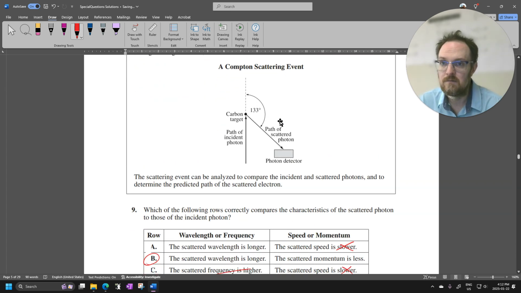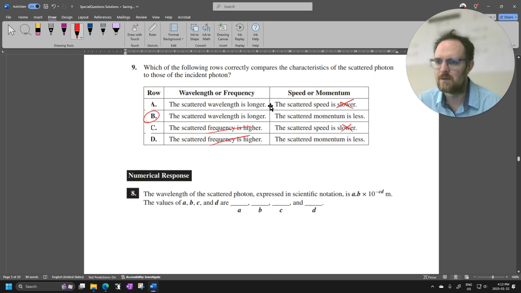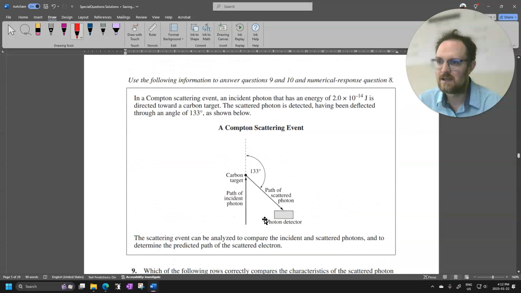If you want to calculate it, you can. Calculate the momentum and do all that stuff, but I'm not going to do that. With one of these questions, when they give you all these numbers, you don't have to worry about it. But we still have to do some math down here. We have to figure out the wavelength of the scattered photon. They don't give us the initial wavelength, but we can figure that out.